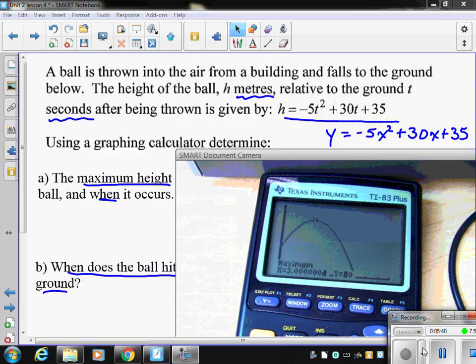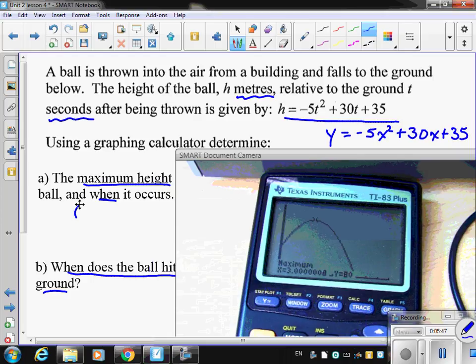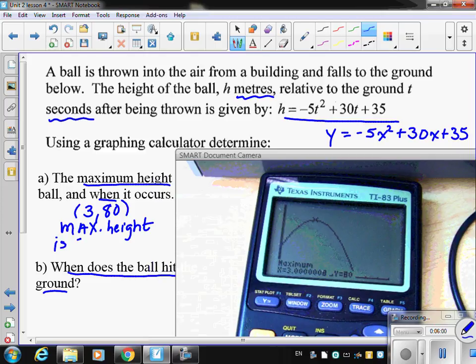There you go. There is your maximum value, and it is at the point (3, 80). So I'm going to write that as a point, (3, 80), and it tells us the maximum height is 80 meters. And that happens at 3 seconds into our story.